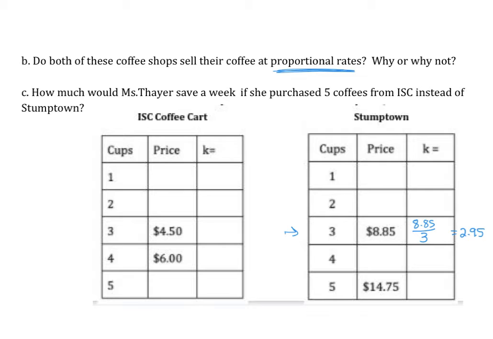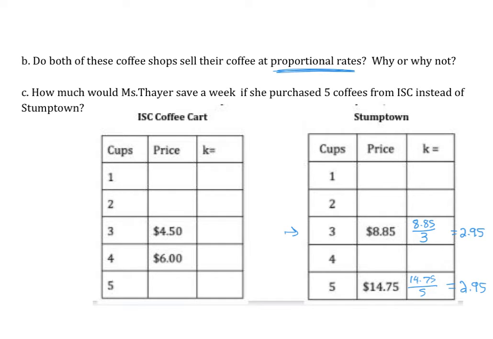So 8.85 divided by 3. Yes, okay, I'm correct. All right, so now I need to see if it's the same for 5 cups of coffee. So I'll say 14.75 divided by 5. I'll go ahead and do that calculation. And it is indeed $2.95.